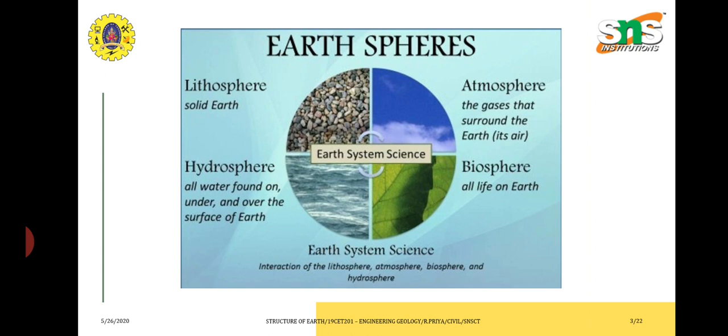Our earth sphere is basically divided into four different types of spheres. One is the lithosphere, which consists of the solid earth. Next is the atmosphere, which contains the gases surrounding the earth, known as the air. The next one is the hydrosphere: the water which is present on, under, and over the surface of the earth is known as hydrosphere. And finally the biosphere: all the living organisms present on the earth come under the biosphere. The interaction between each and everything is very important. So let us see one by one in detail.